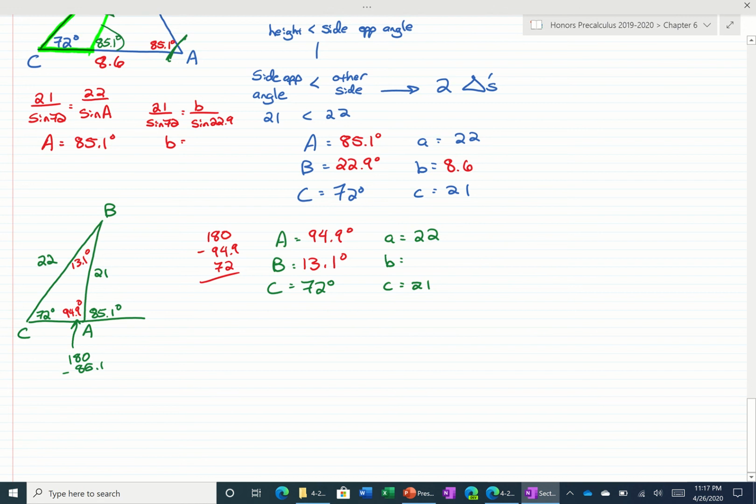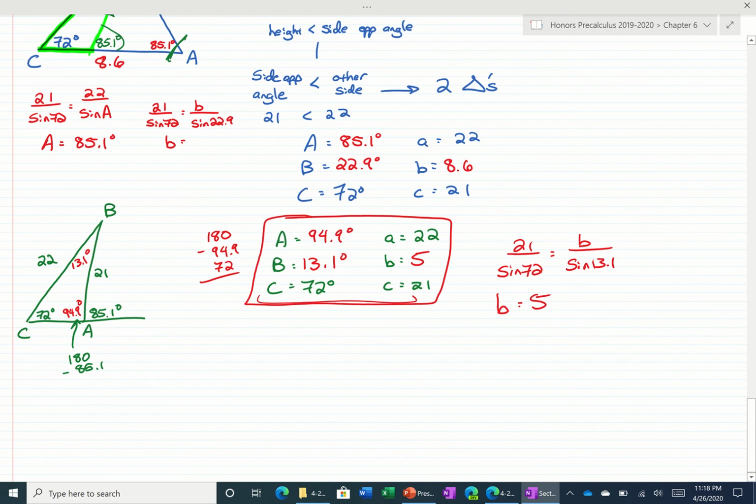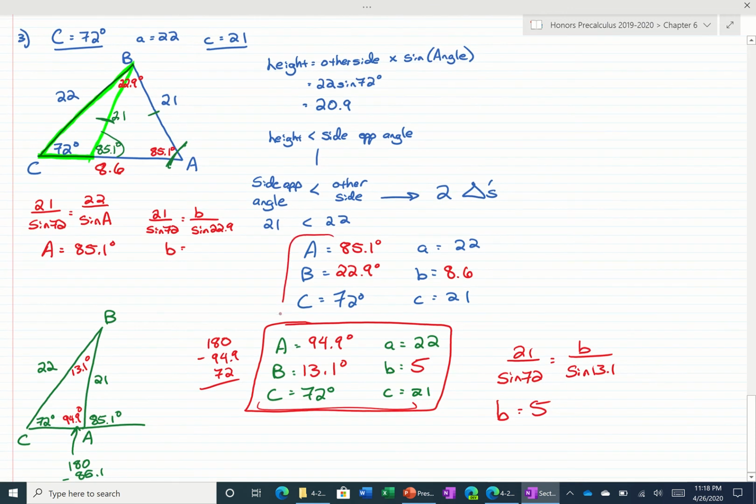So we could take what we're given, 21 over the sine of 72, and set that equal to side B over the sine of 13.1. And if you do that, 21 times the sine of 13.1 divided by the sine of 72, side B comes out to be 5. So these are your two solutions. It's a little tricky, but if I went too fast, just try to watch what I'm doing and maybe pause it, try to take it in.